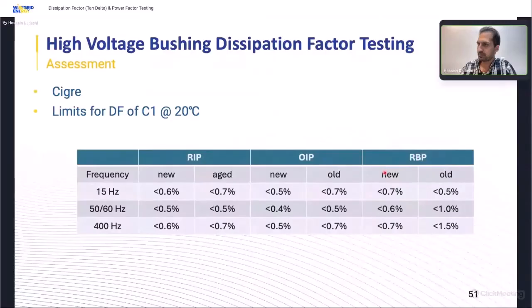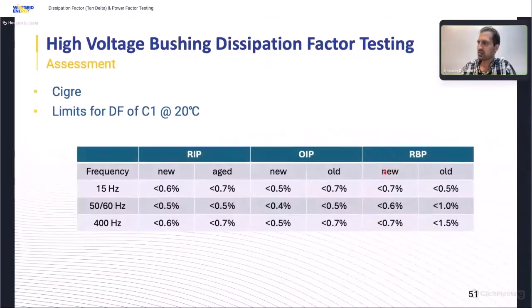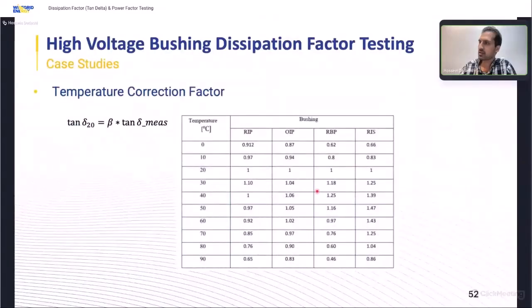Also, there are some limits for the dissipation factor of C1 at 20 Celsius. Here it's interesting because they talk about frequencies of 15 hertz and 400 hertz. We see that for a new OIP bushing, the tan delta doesn't change much. Also, for an old one, the rate of change is really low. I will explain this frequency variation or frequency sweep more in the next slides.